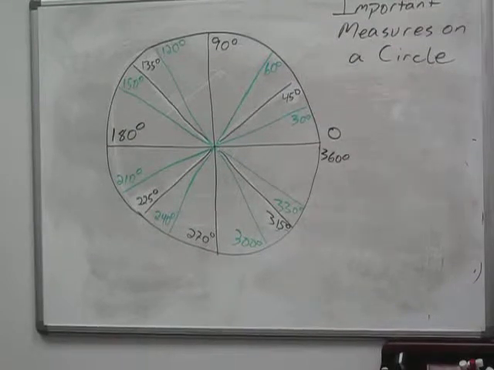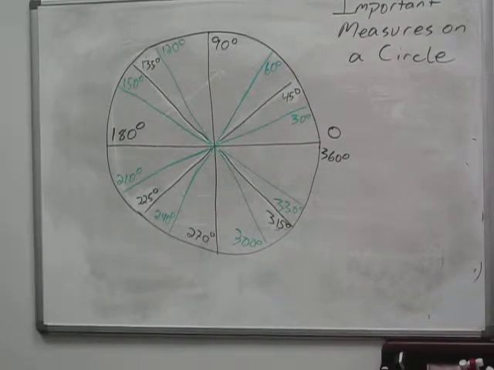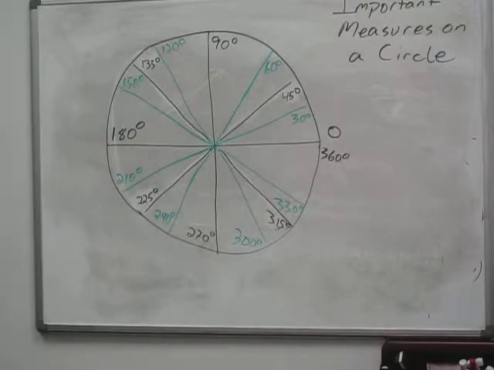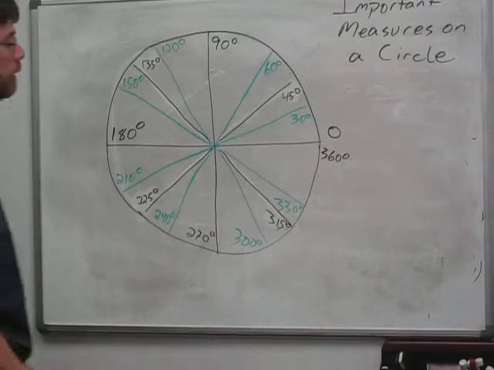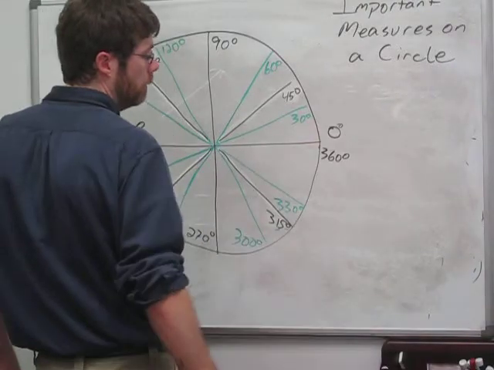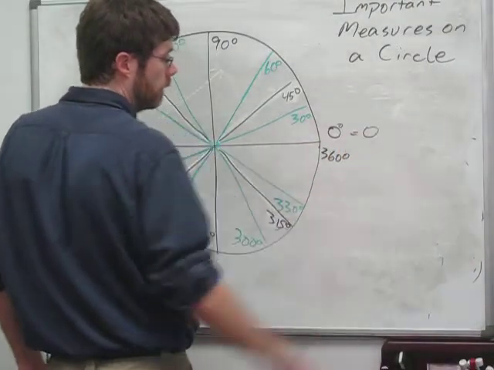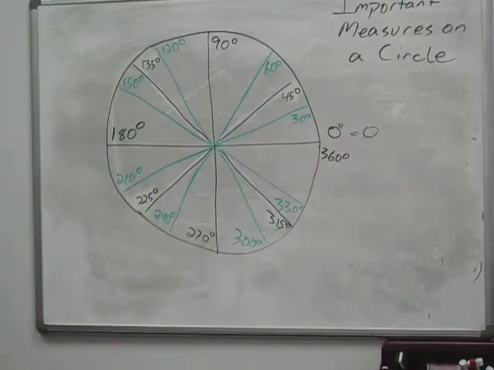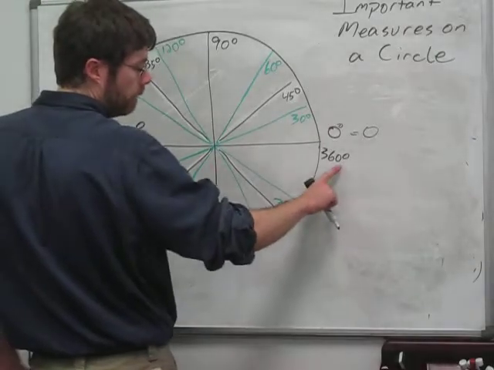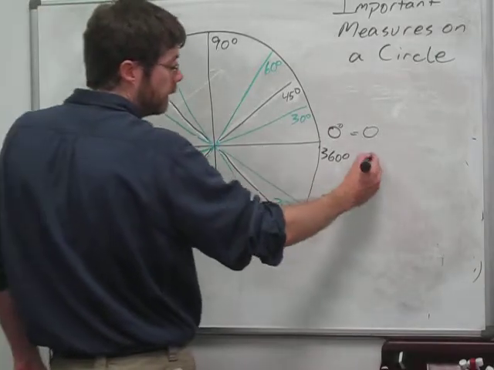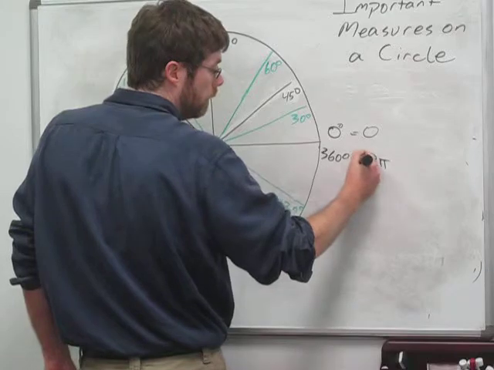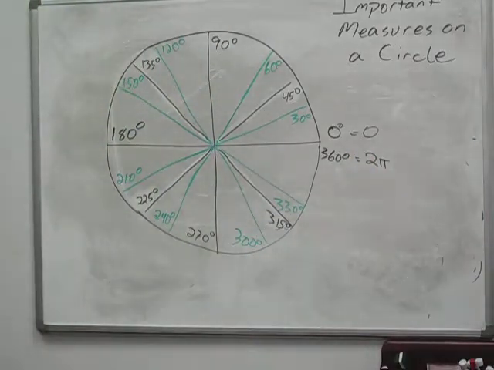In this video, we want to think our way through important angles on a circle. These are angles that we're going to see a lot through the development of trigonometry. So 0 degrees is certainly going to be 0 radians. And we saw in the video on defining radian measure that 360 degrees is equivalent to 2 pi radians.